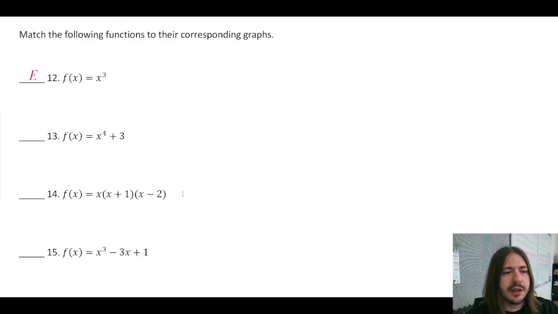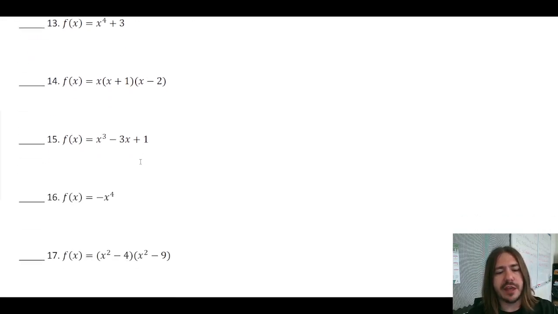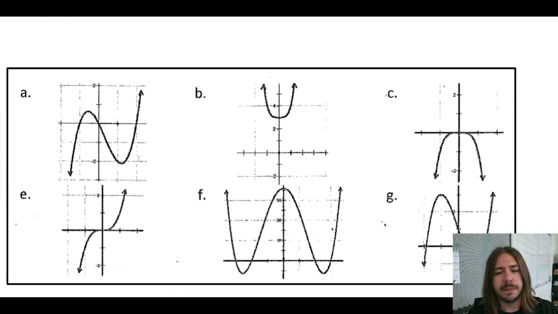For 13, this is going to be a quartic graph with a y-intercept of 3. And this is not factored, and I don't know that we'll be able to factor this. So finding these zeros can be a little tricky here if there are any zeros. But what we do know is that the end behavior is going to be up, up. So let's see if there's any choice as far as up, up.